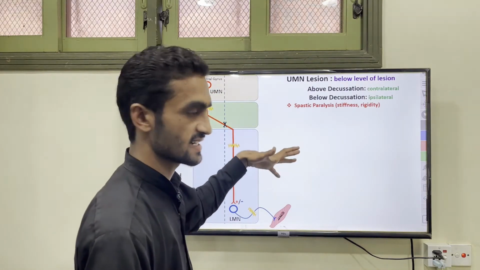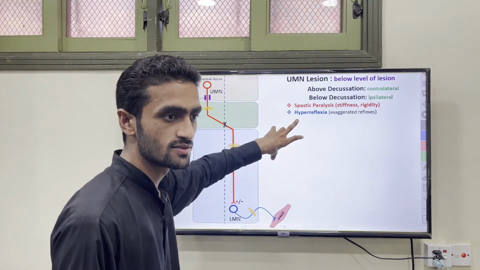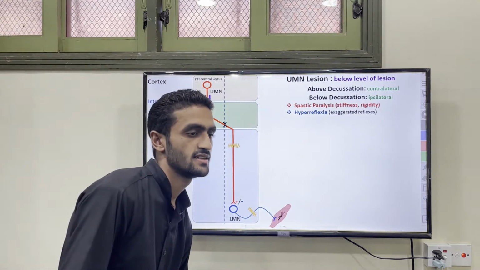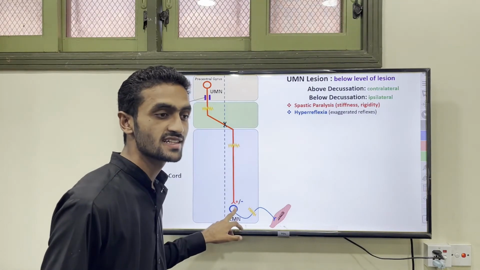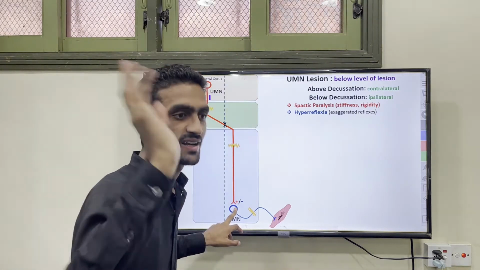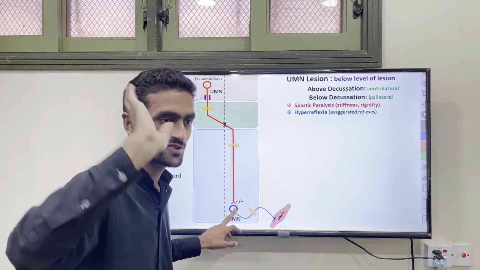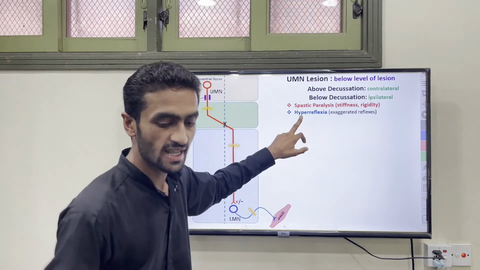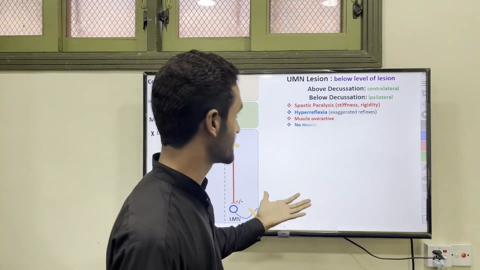So stiffness and rigidity, hyperreflexia. Upper or lower? Upper motor neuron lesion, hyperactivity. Because their overall effect is inhibitory, if I stop the inhibition, what does that mean? I am allowing the action. Are you clear? Yes. So hyperactivity, hyperreflexia, and the muscle will become overactive. Easier?